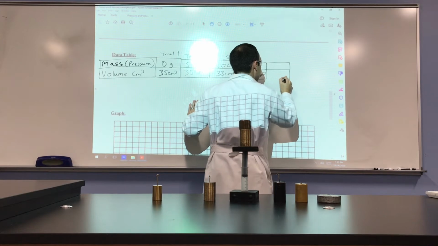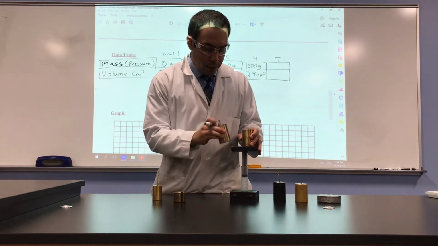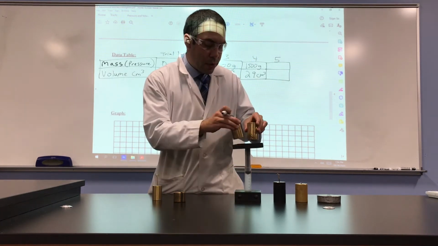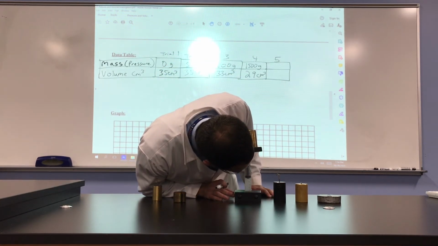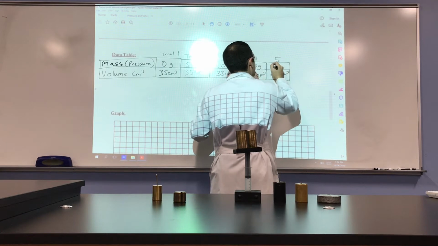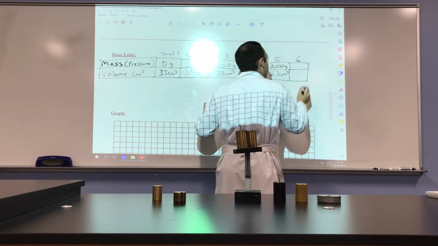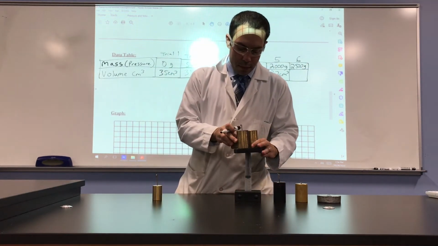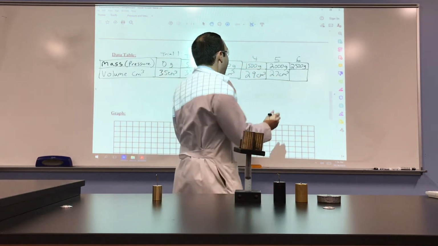Trial 5. We'll add another 500, so we'll have 2,000 total. Let's make sure we reset to 35. Now let's put the 2 on there. Let's balance the weight so the masses don't fall off. And now with 2,000, we're at 27 cubic centimeters. Trial 6, let's do 2,500. So we'll add another 500. We're at 25 cubic centimeters.